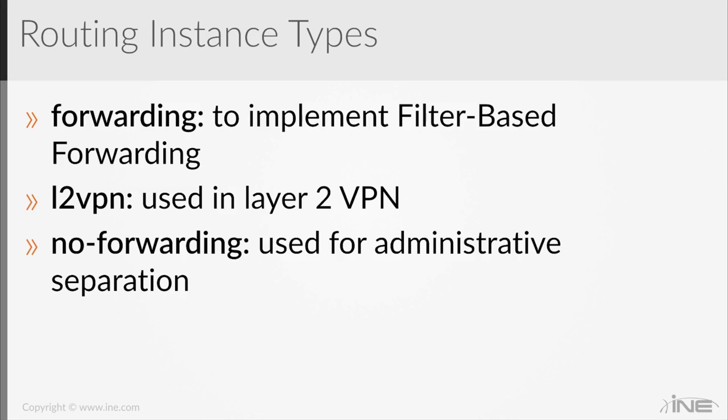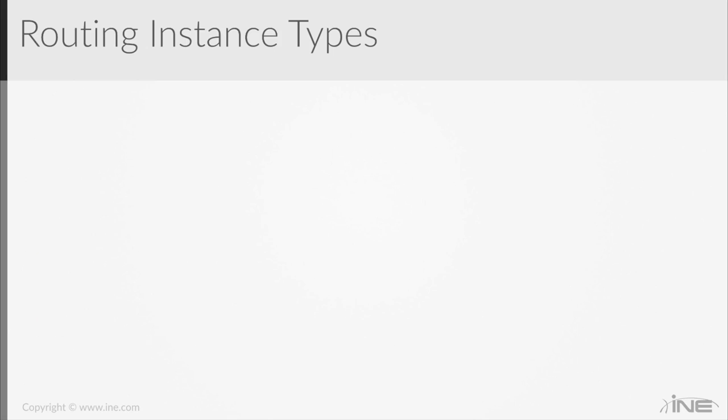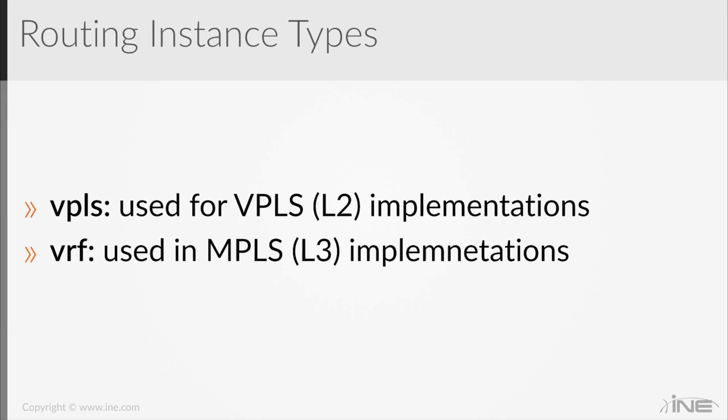No-forwarding is just used for administrative separation. A virtual router routing instance, the one we're going to be working with in this lesson, is used for routing device virtualization. You create separate routing tables within the same device that cannot communicate with each other, but can forward traffic to networks connected to them. Then there are VPLS routing instances, again for Layer 2 implementations, mainly used for service provider environments. And then there are VRF routing instances used for MPLS VPN Layer 3 implementations.